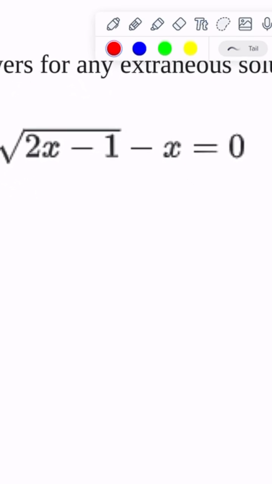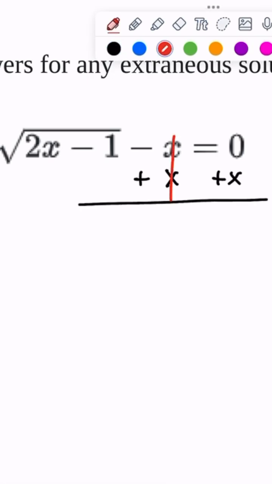So notice there is an x under the square root and an x out of the square root, all right? So what we need to do is we need to get the square root alone. That way we can square both sides. Do that by adding x to both sides. That x will cancel, giving us the square root of 2x minus 1 equals x.